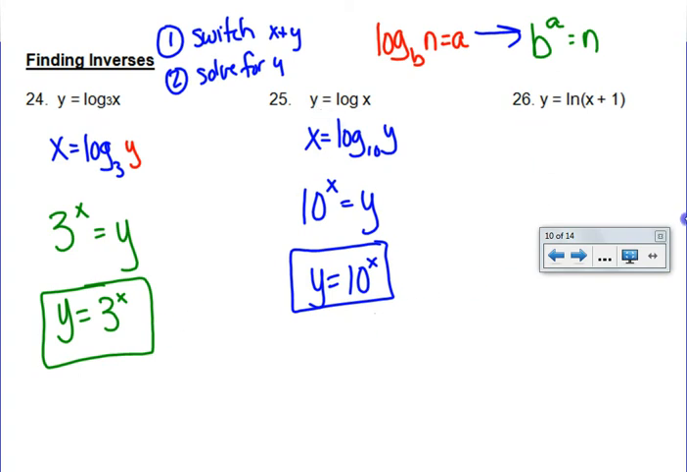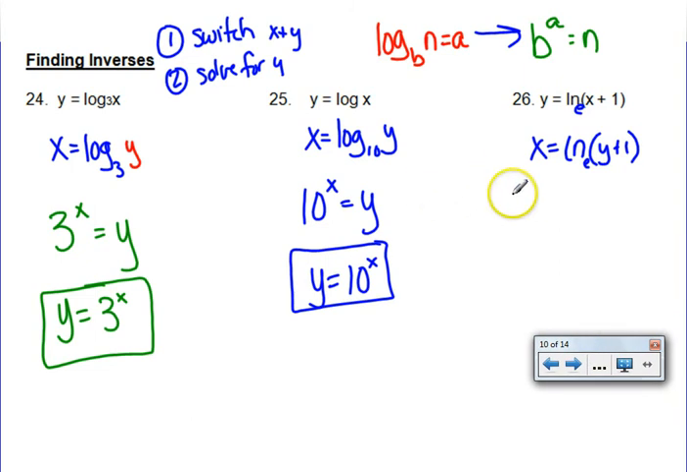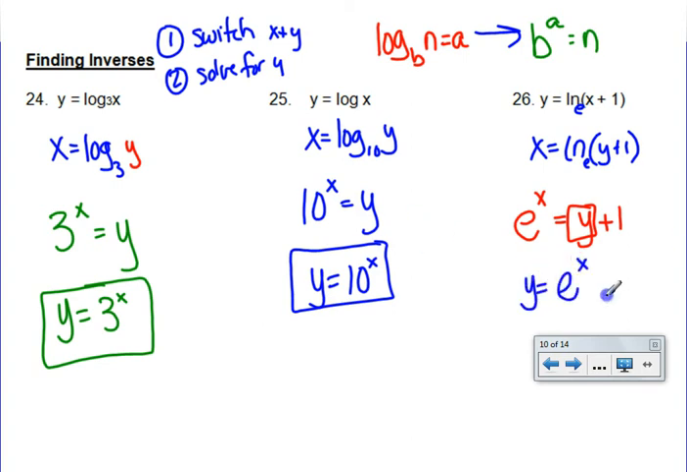Now 26 is a little more complicated, but it is a base e, because it's a natural log. So first thing I'm going to do is rewrite it. X equals natural log. I'm going to put a little e down here just so I remember. And then instead of x plus 1, remember it's y plus 1. So our next step is to translate it into exponential form. So I'm going to say e to the x power equals the leftover number, which in this case is y plus 1. Now remember, we always want to get y by itself. So the last thing you have to do is subtract the 1 over. So my final answer, if I flip it around, is y equals e to the x power minus 1.